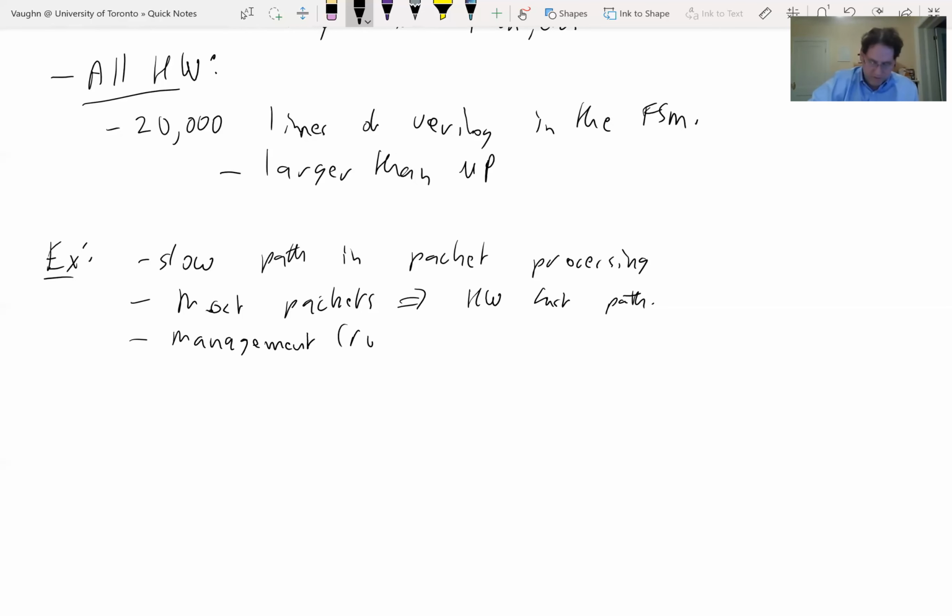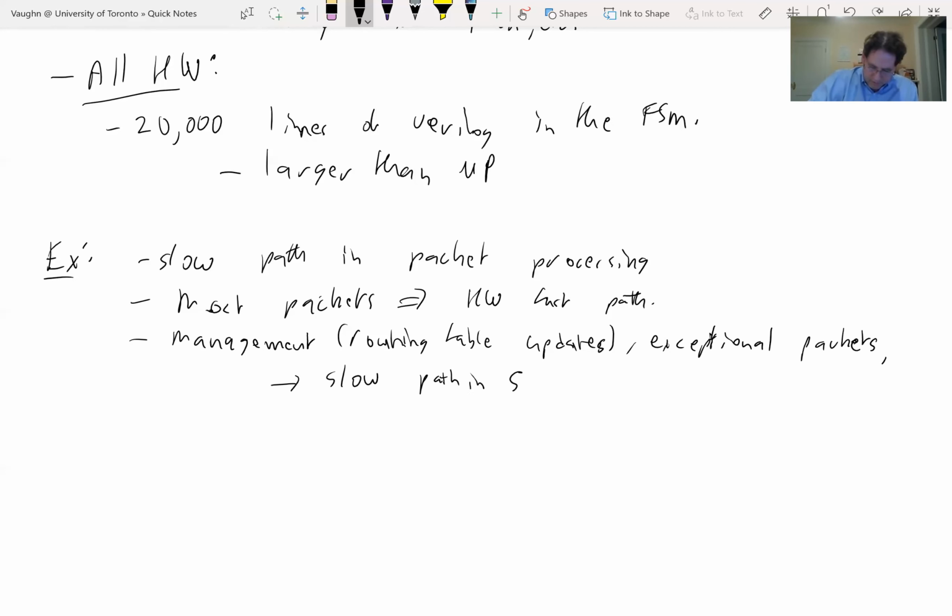So there are ones that basically tell you to update your routing tables, which are much less frequent, but also much more complicated. And there can be other exceptional packets, error conditions and so on. Things that are not that common, but the processing for them might be quite a bit more expensive. So those ones can be kicked to a slow path in hardware. Or sorry, slow path in software.